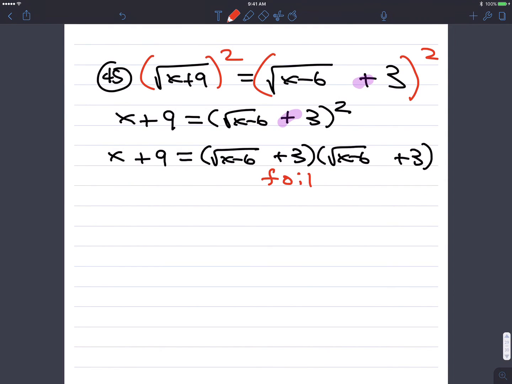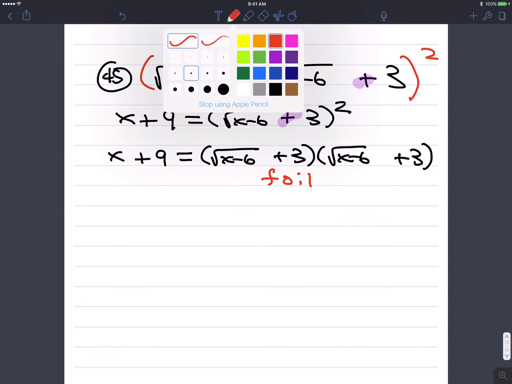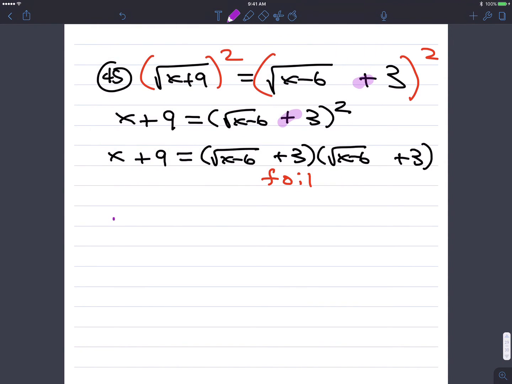You're going to have to use FOIL. So you're going to bring out the FOIL box. And here's what I recommend when you bring out the FOIL box: just take your time, do it right. Square root of x minus 6 and 3, square root of x minus 6 and 3.